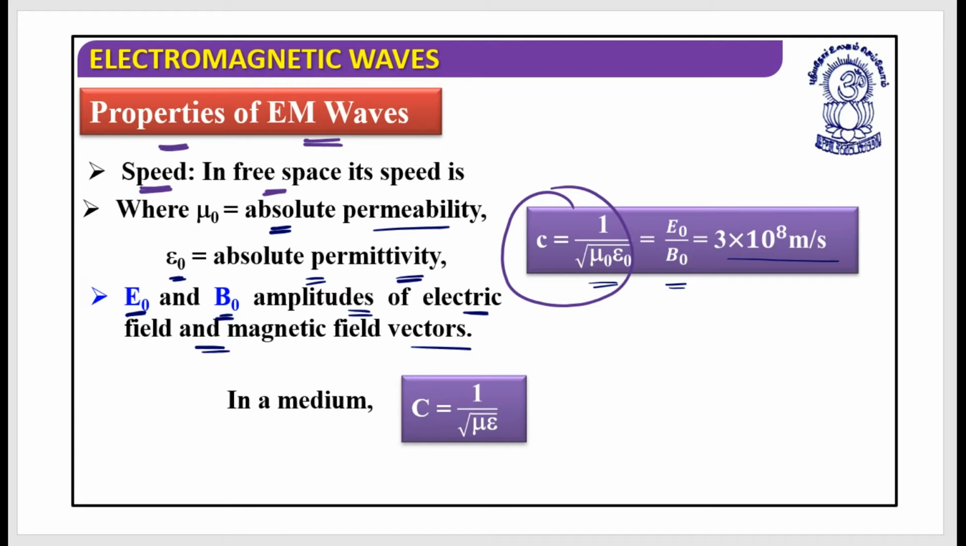If EM waves travel in any medium other than air or vacuum, the speed v will be equal to 1/√(μ ε). I hope this is clear. Is it clear?